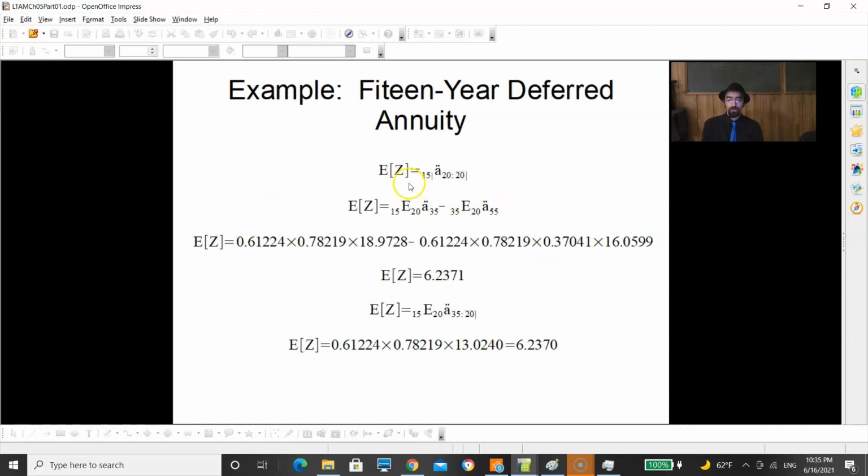So what you're trying to find is this expected value: ä₂₀:⌐20 deferred 15 years. And so we can say that's going to be 15E20 ä₃₅, right? That waits until it's about to begin, minus everything after the end of the annuity, 35E20 ä₅₅.